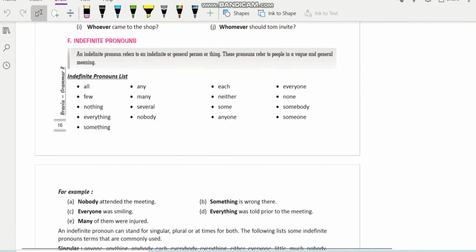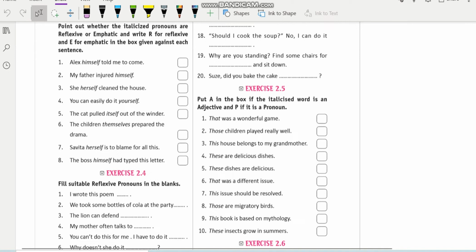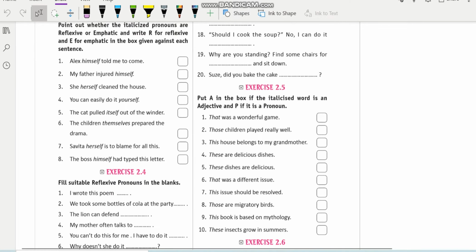Now let us move on and discuss. I hope this is going to help you. 2.3. Alex himself told me to come. Now here again you can see himself is the pronoun and it is coming right after Alex. So this should be emphatic. I hope you have understood it. I'm not going to do any more. These will be done by you.